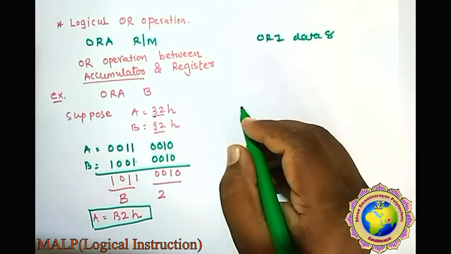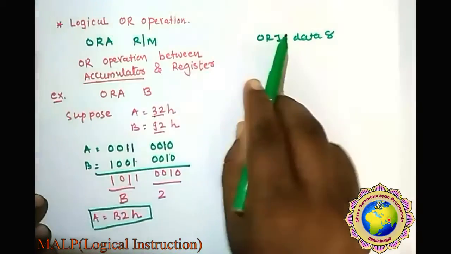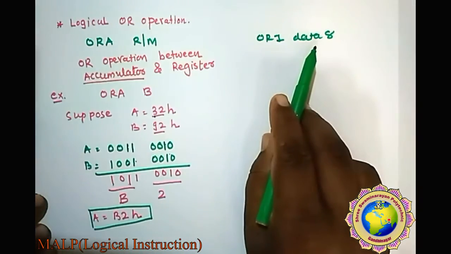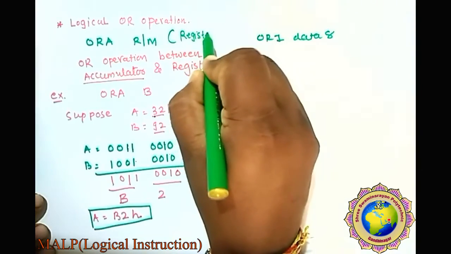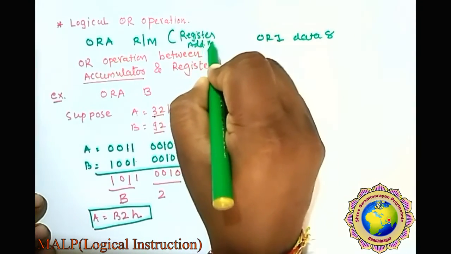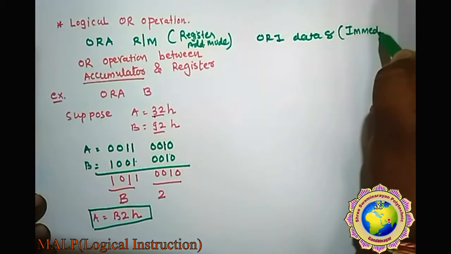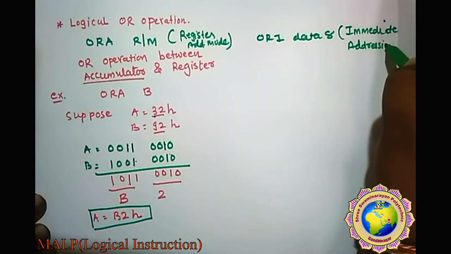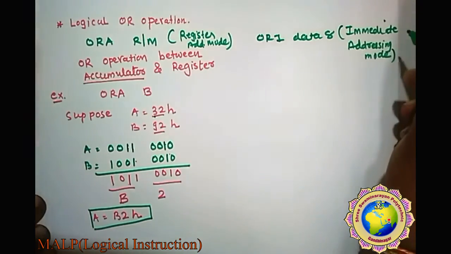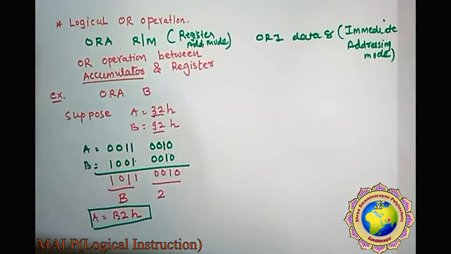Same, here is the ORI. What is the difference between these two? Both perform the OR operation, but this is the register addressing mode, while this is the immediate addressing mode. Both perform the OR operation, but the difference is that.